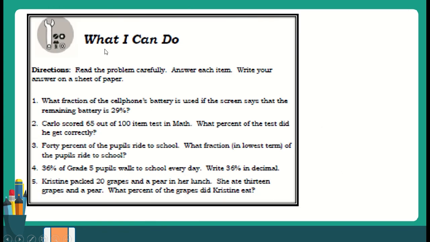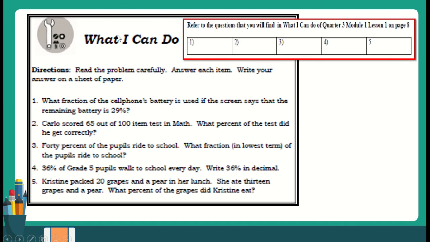So this is the first activity. We have what I can do. It says here, read the problem carefully. Answer each item. Write your answer on a sheet of paper. So for example, we have number 1. Here's your answer sheet for this. What fraction of the cell phone's battery is used if the screen says that the remaining battery is 29%? So you have to write 29% in fraction. So your answer will be 29 over 100.